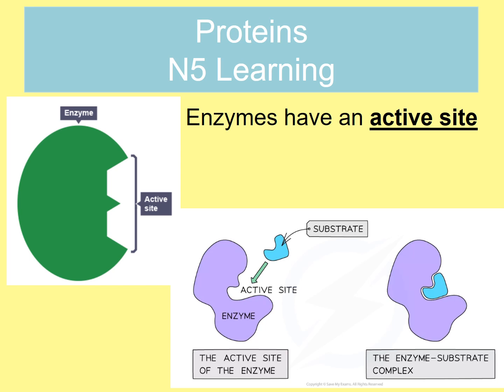For them to be able to do so, they require an active site. As you can see identified on each of the diagrams, the active site has a particular shape. That shape is complementary to the substrate that the enzyme is going to act on. When a substrate has bound with its active site, we talk about it as forming the enzyme-substrate complex.